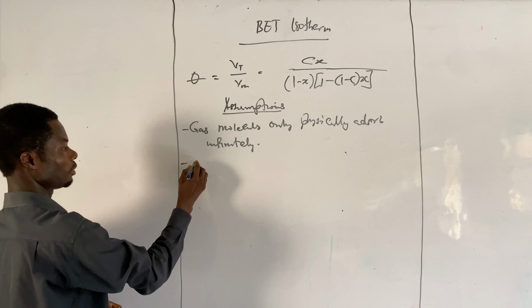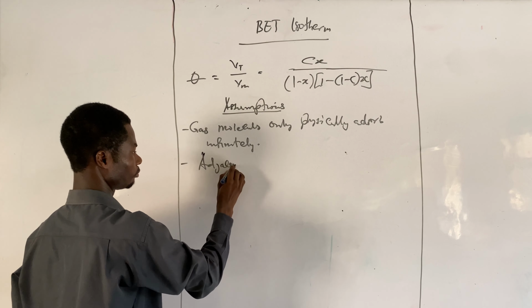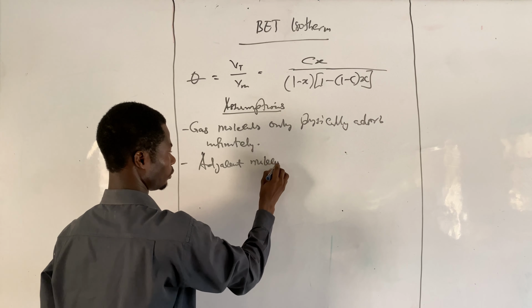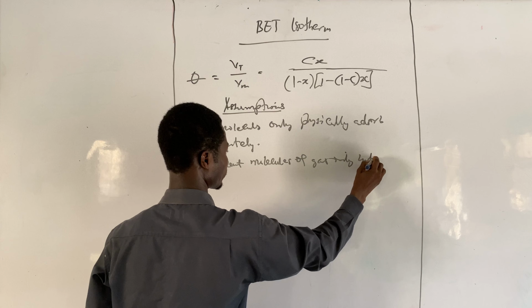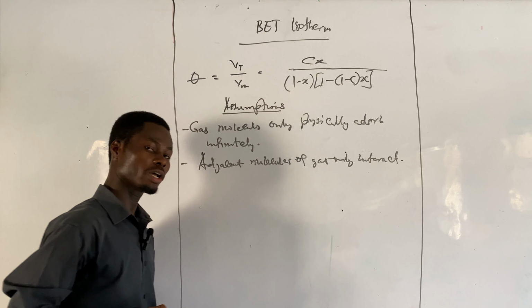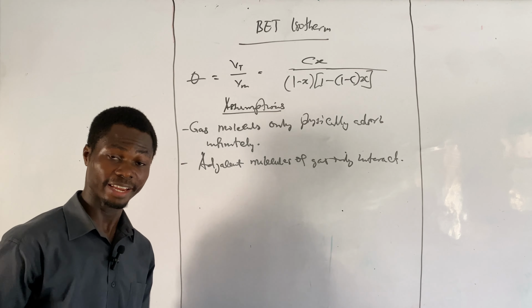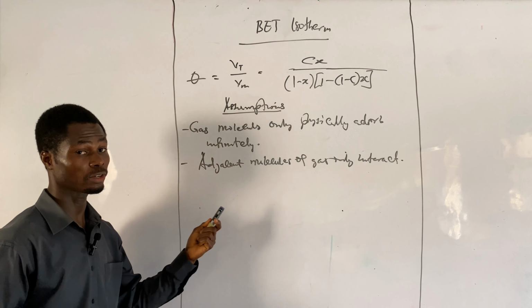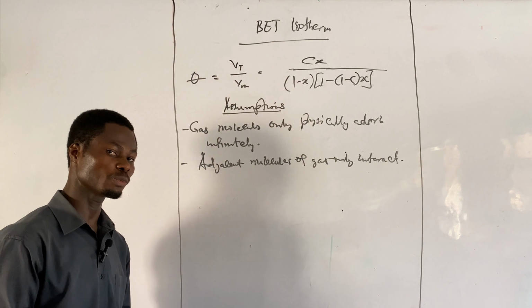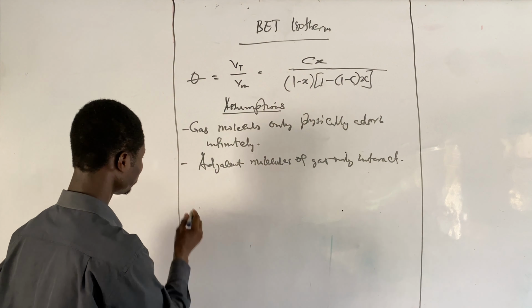Then, as if that is not enough, adjacent molecules of gas interact. Unlike the Langmuir isotherm, where I said that it assumes the molecules of the gas are inert, so no adjacent interaction, in this case we have taken up the assumption that the gas molecules interact with the adjacent molecules.